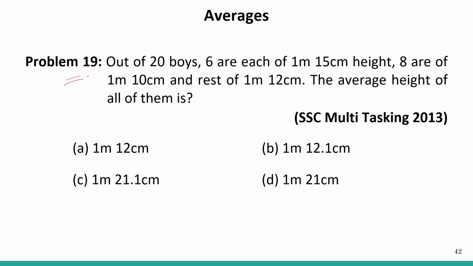So let's go forward with problem number 19. Out of 20 boys, 6 are each of 1 meter 15 centimeter height, 8 are of 1 meter 10 centimeter and the rest are of 1 meter 12 centimeter. So the average height of all of them is what? This question appeared in the SSC multitasking 2013 paper. So is it 1 meter and 12.1 centimeter or any one among options A, C, D?